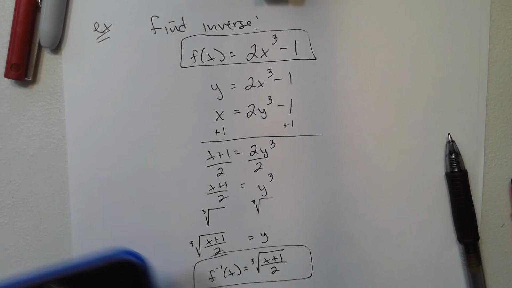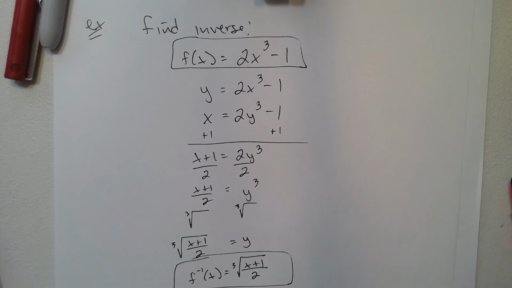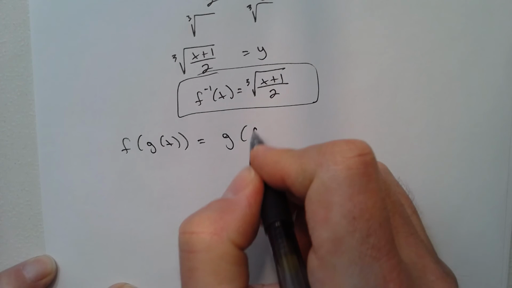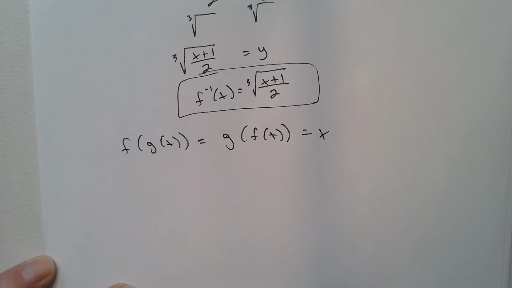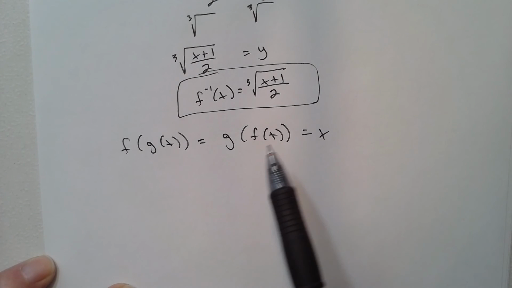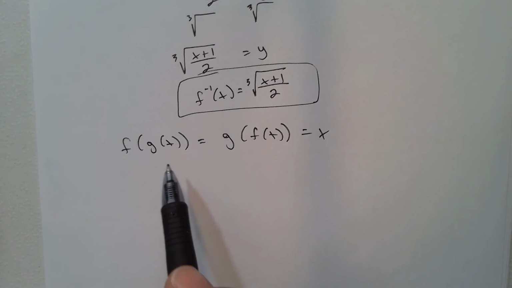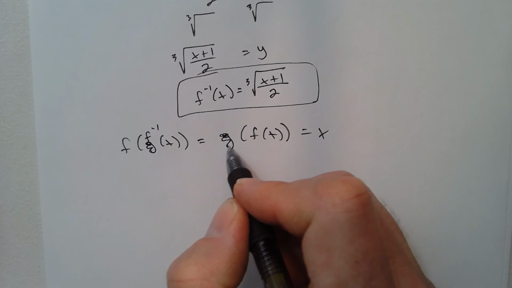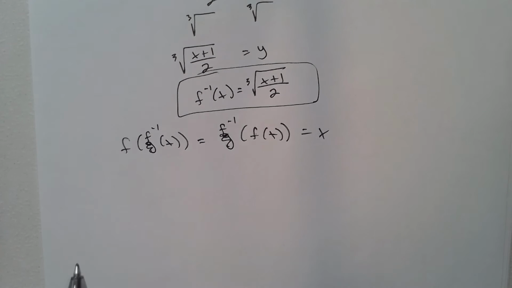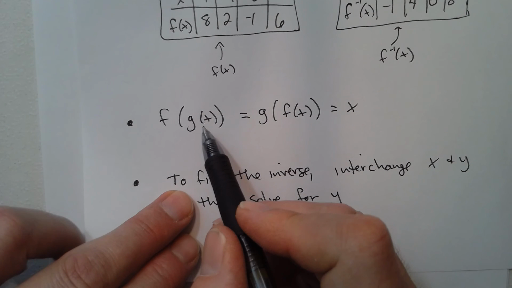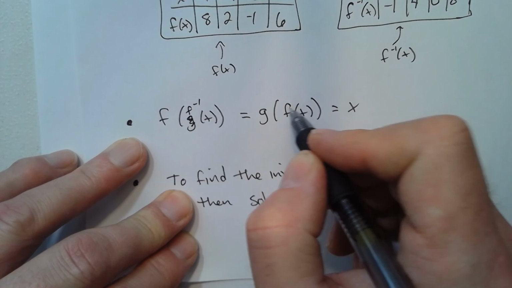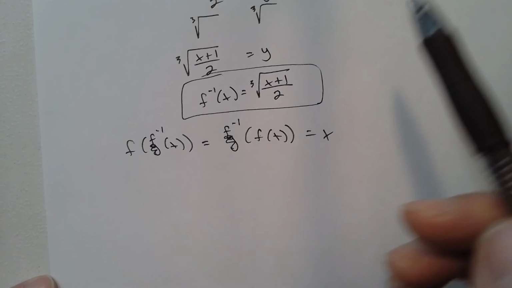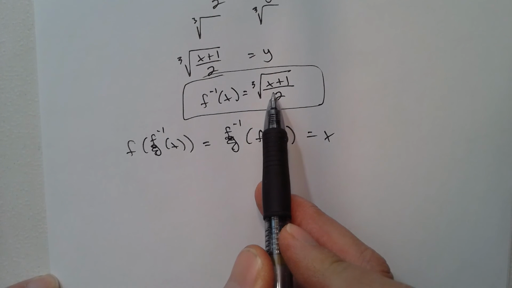And the last thing we talked about is f of g of x has to equal g of f of x, and that should give you x. So I'm going to plug in g of x. Oh, this should be f inverse of x. f inverse of f of x and f of f inverse of x. So back here, g of x is the inverse. It's confusing that I did g. Okay, so we're going to plug this one into that one. We're going to plug this equation into the original equation.